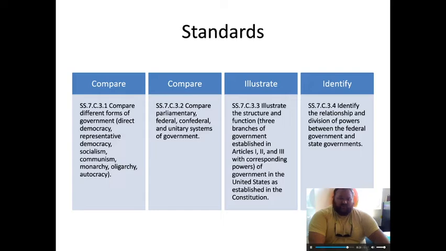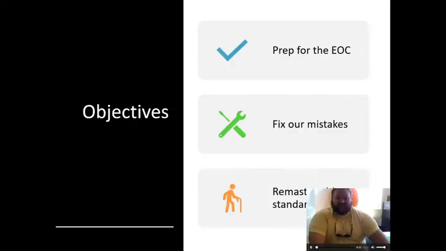And finally, for 3.4, we will identify the relationship and division of power between the federal government and the state government. Our objectives are to prepare for the EOC, fix our mistakes, and remaster our standards.